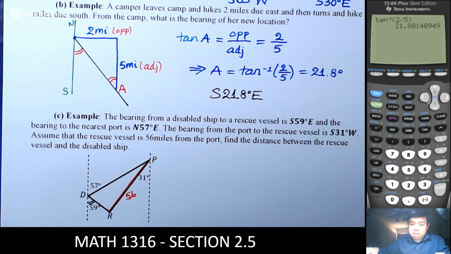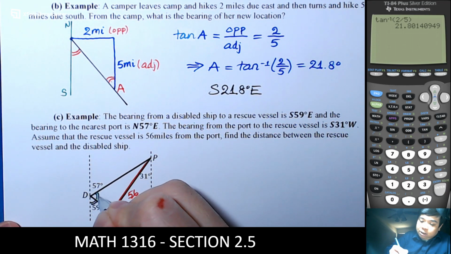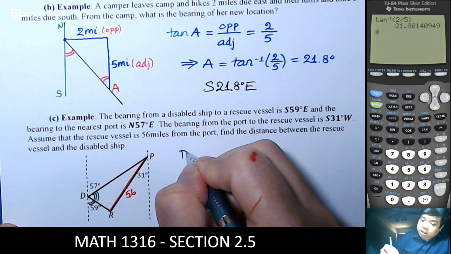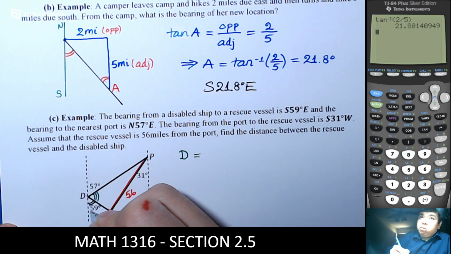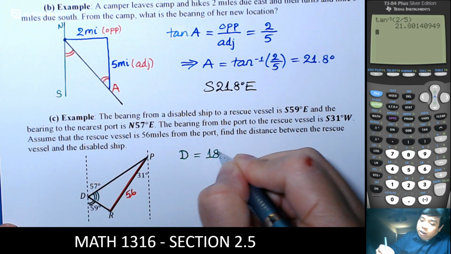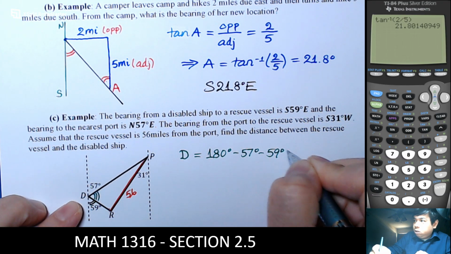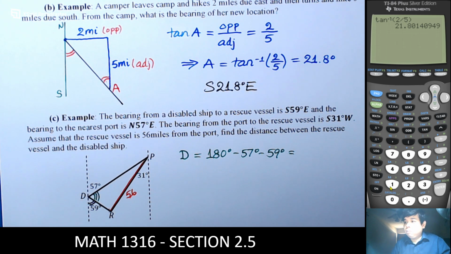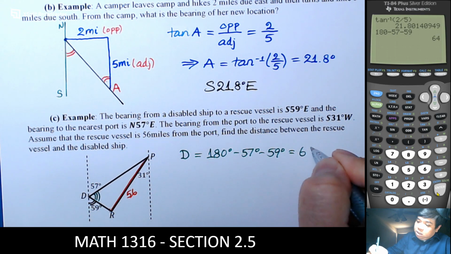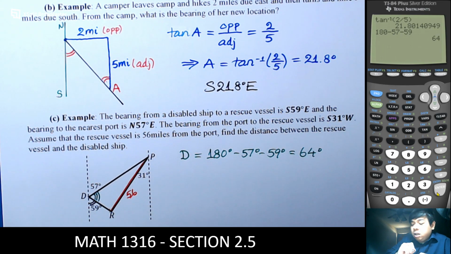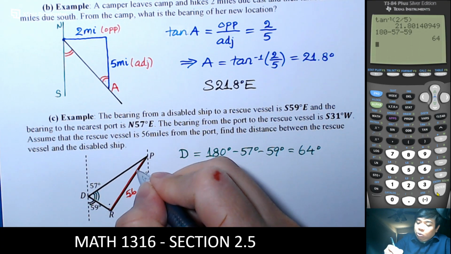So first, this angle we're trying to find, that angle D, from the straight angle 180 degrees, if we subtract 57 and 59, we should have the angle D. 180 minus 57 minus 59, and we have 64 degrees. So this is 64 degrees. That's nice. Then how do we calculate this angle P?